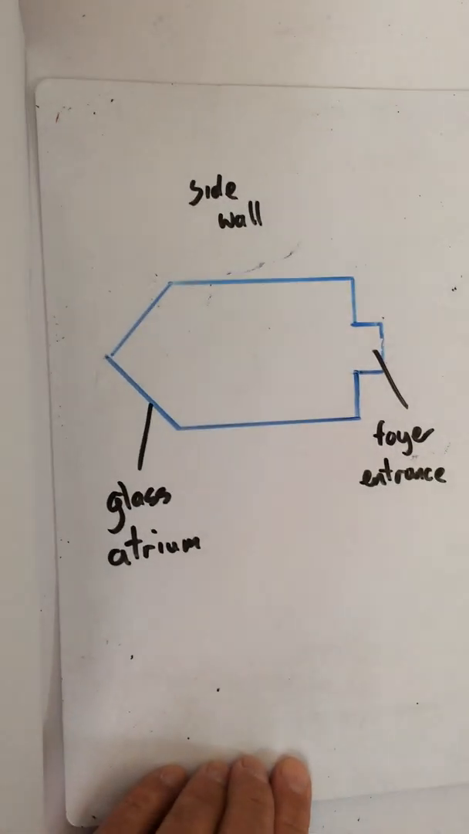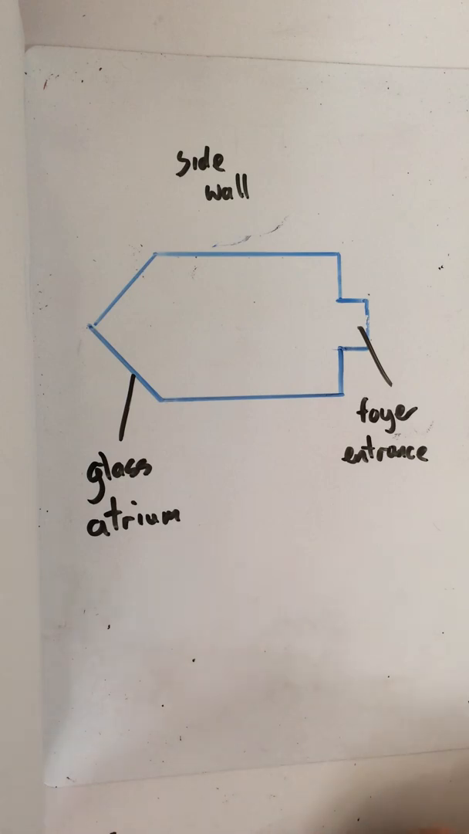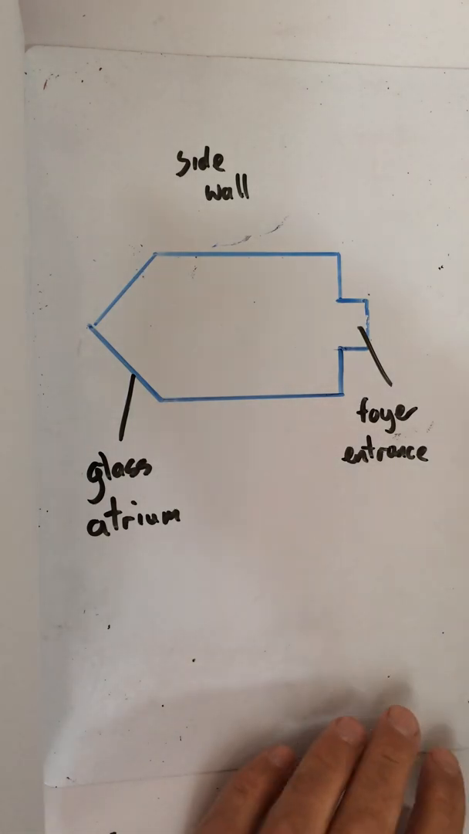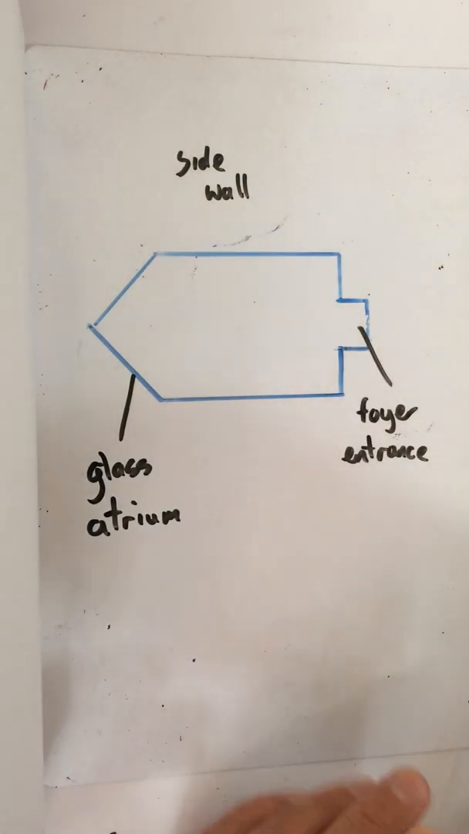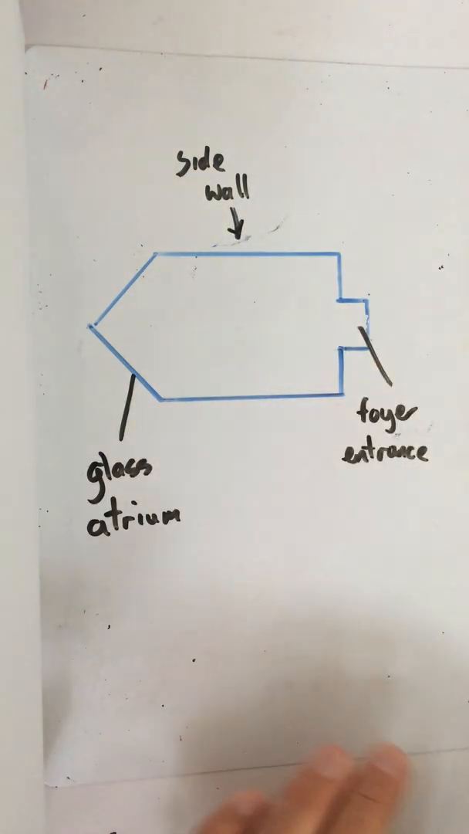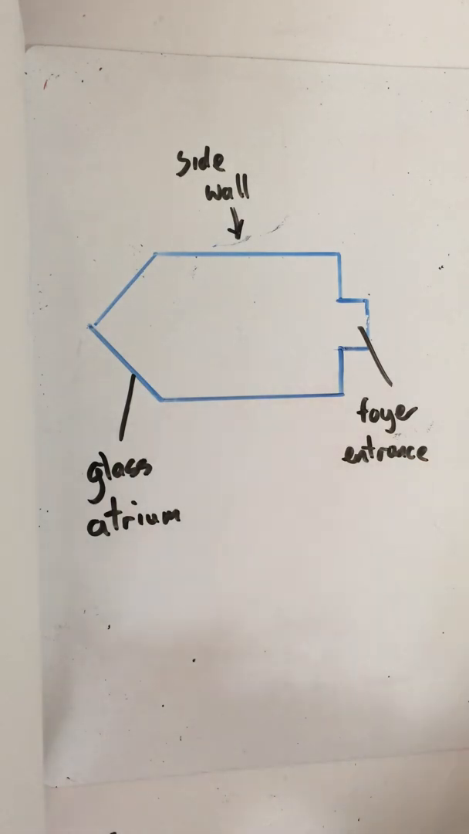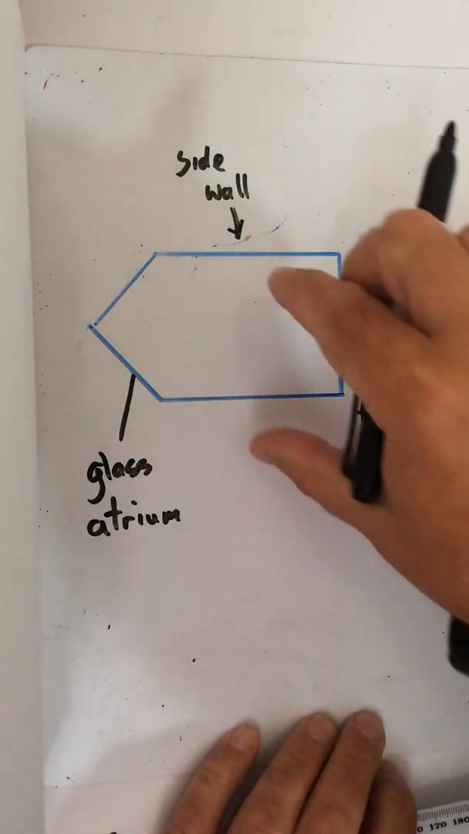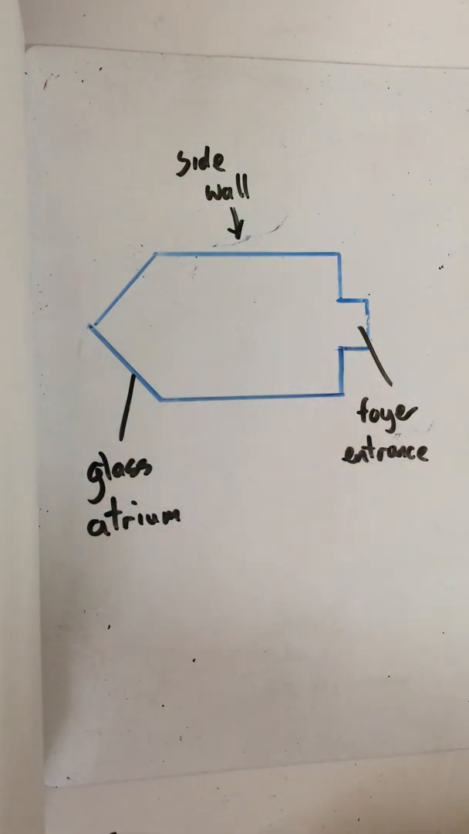Right, so pretty straightforward actually, the work today, I think. So here we have, this could be a scale drawing of, say, a hotel. You have your foyer and an entrance here. You've got a side wall there, and you've got a glass atrium there. I have no idea what a glass atrium is, but it sounds good. Okay, so here is your scale drawing. Scale drawing means it's just a small version, isn't it, of a larger one.